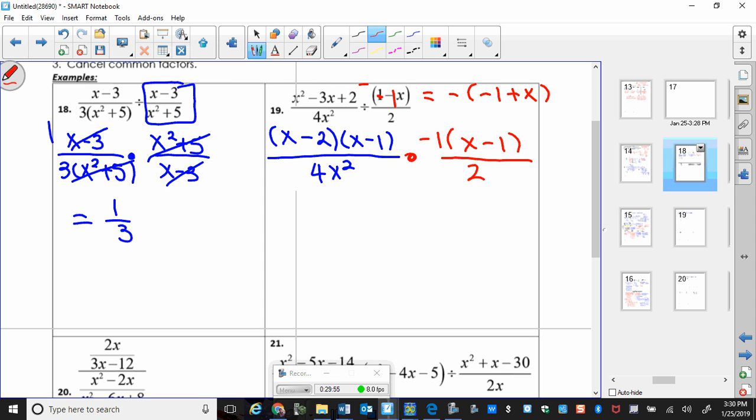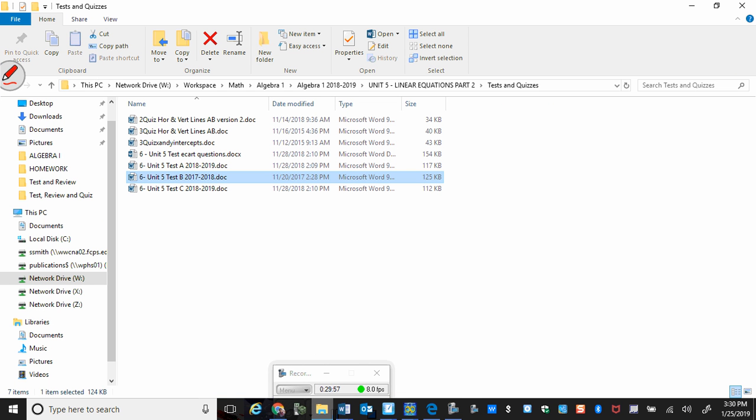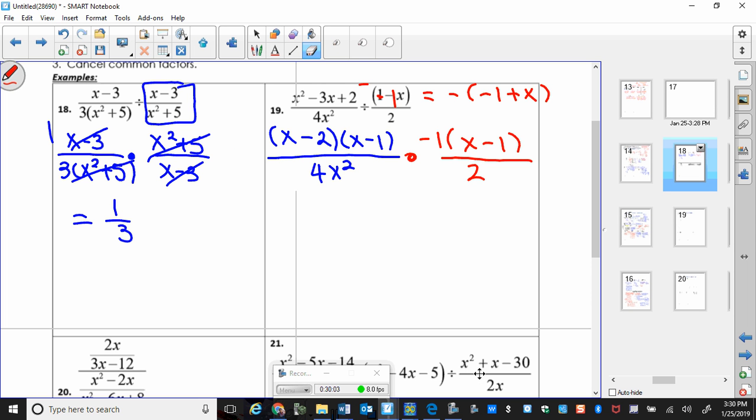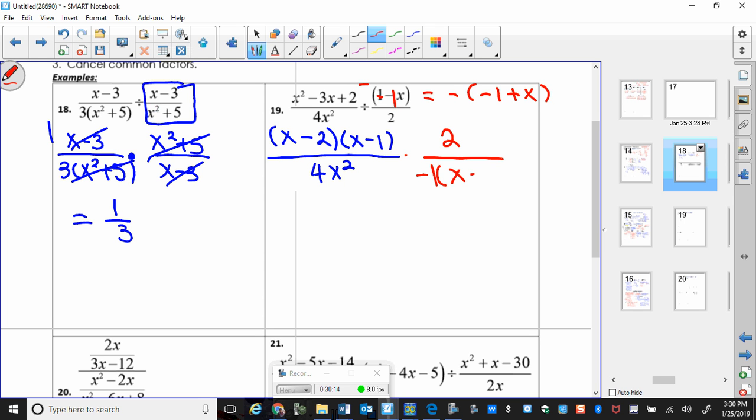Now we're at a place where we can simplify this information. So I kind of made a mistake here. Because we're dividing, that should have gone to the bottom. So 2 goes up top. This becomes negative 1 times x minus 1. Now we can cancel x minus 1s. We can cancel this and make it a 2. 2/4 simplifies to 1 over 2. And then I have x minus 2 divided by 2x squared as my final answer.